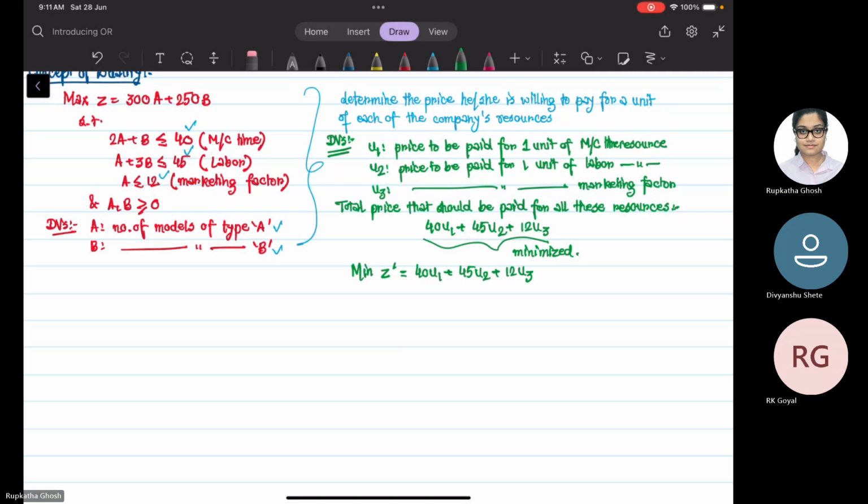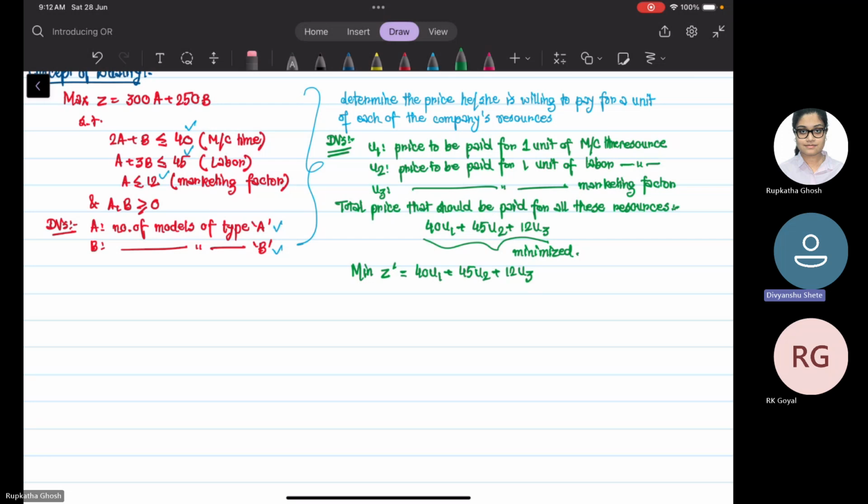Now, what are these UIs? Can anyone tell me, from the simplex method, can you relate this to a certain terminology in simplex? Okay, no problem. We will get there. Now, this is your objective function for the new model, right? But at the same time, there would also be certain constraints. So can you tell me what are the constraints?